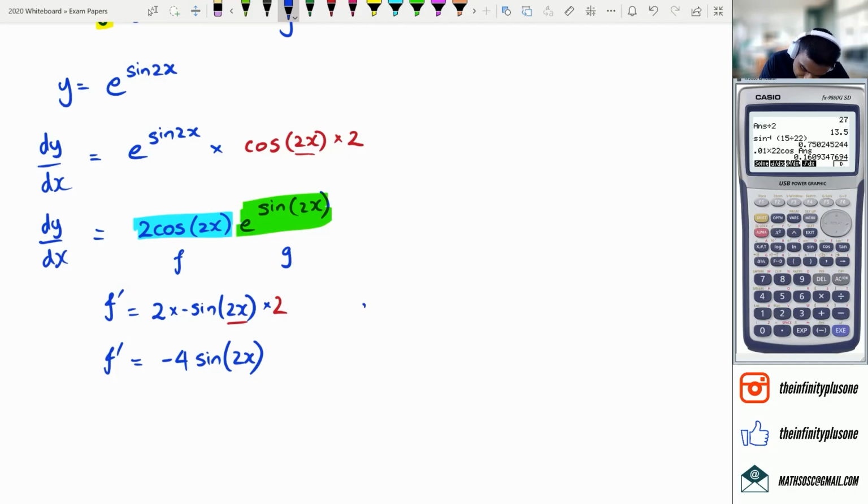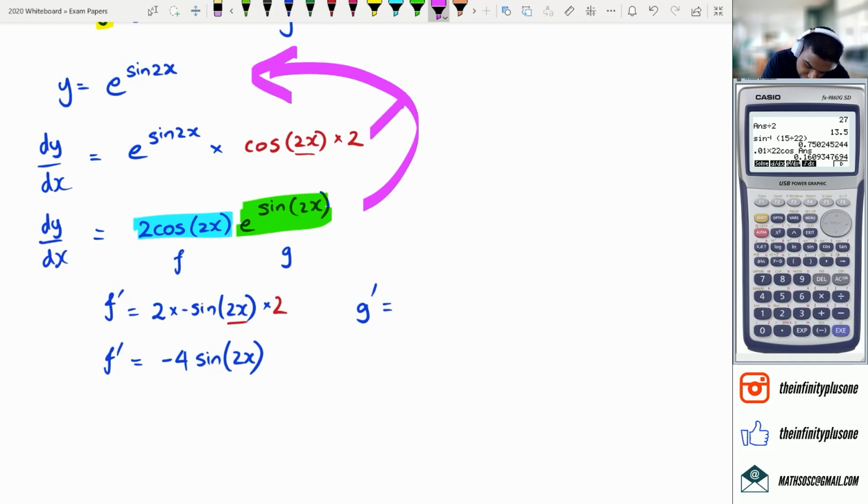But just in case, I'm going to show you guys, because when I differentiate e to the power of sine 2x, remember that this is the same thing as what we did here. So the answer that we're going to end up with is pretty much what we did here. So it's going to be 2 cos 2x multiplied by e to the power of sine 2x.